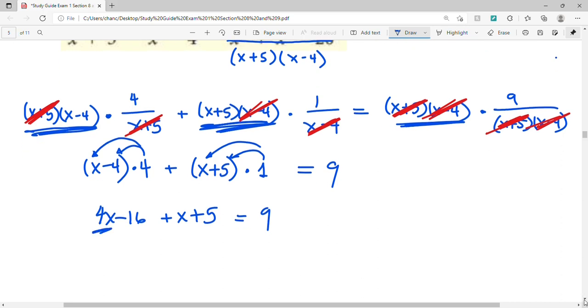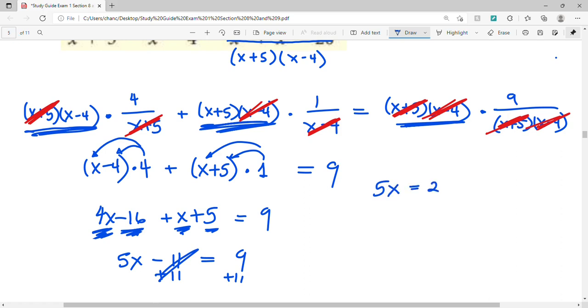We can now collect like terms. 4x plus x is 5x. Negative 16 plus 5 is going to give us negative 11 equals 9. We can add 11 to both sides now, and that gives us 5x equals 20. Divide both sides by 5, we get x equals 4.